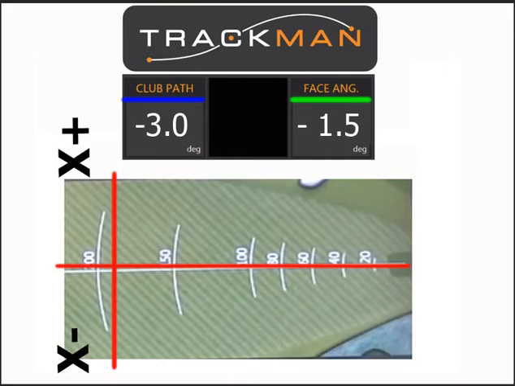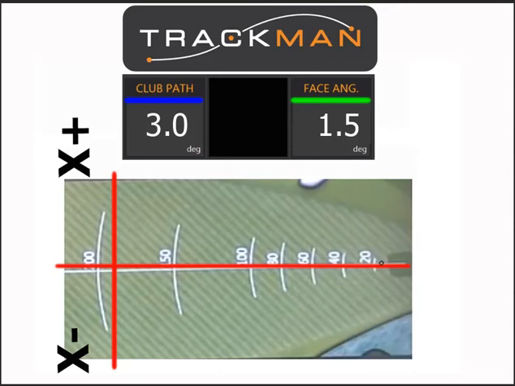This is a tight one in there at -3 degrees for the path. We have -1.5, a closed club face, 1.5 degrees closed to the target line. And then we'll have a differential between those two, small amount. And we know that the ball will start where the face is pointed and curve away how much? By the differential between the face and the path. So this is a tight little fade.